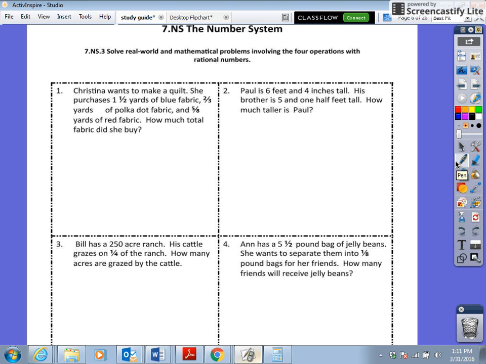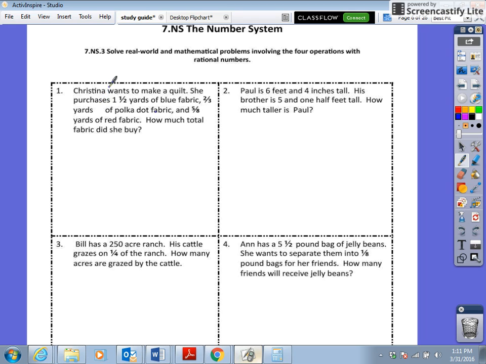Okay, so here is another word problem. Christina wants to make a quilt. She purchases 1.5 yards of blue fabric, 2/3 yards of polka dot fabric, and 5/8 yards of red fabric. How much total fabric did she buy? Now, we know that when it says total, we are going to be adding. So that tells us right away we're going to be adding.